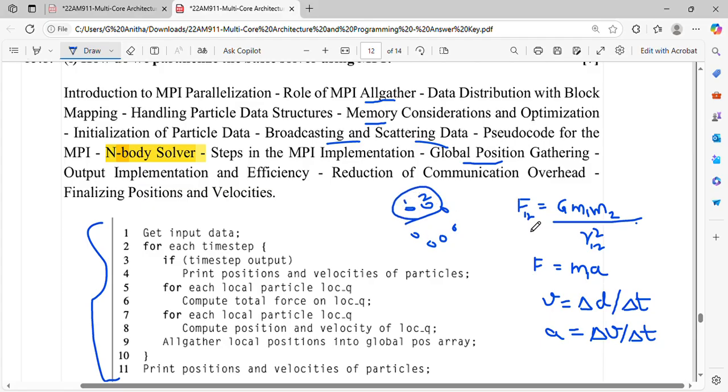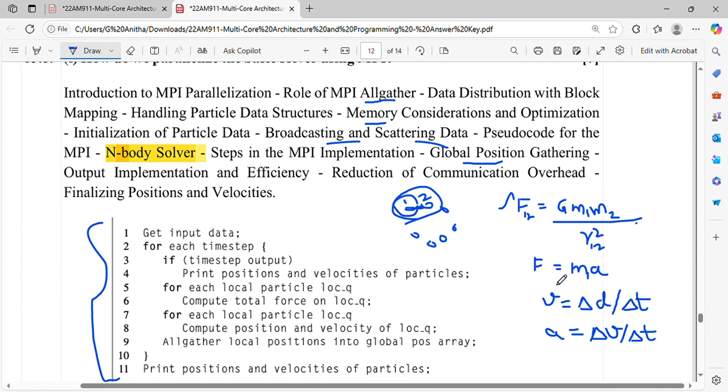So how do I calculate the forces? The force between these two particles is equal to gravity times mass 1 times mass 2, the mass of this atom and the mass of that atom, divided by the square of the distance between them. What is the distance between them? That is squared. This formula calculates the force acting on an atom. From different atoms, we can compute it by repeating this formula.